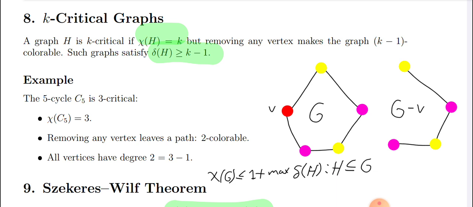Let's check that with our old friend, the 5-cycle, C5. We said it was 3-critical. Yes, C5 is 3-critical, and if you remove any vertex, you're left with a path which is 2-colorable, so it fits the definition. Okay, so here, k is 3, and the property says the minimum degree must be at least k minus 1, which is 2. And in a 5-cycle, what's the degree of every vertex? Every vertex has exactly 2 neighbors, so the minimum degree is 2. It holds perfectly. They're these perfectly efficient structures of conflict.